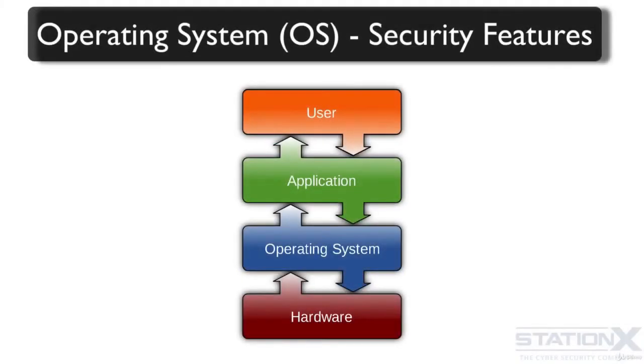We are now going to talk about operating systems in relation to security. An operating system, or OS, is system software that manages computer hardware and software resources and provides common services for computer applications. The operating system is the main software on a computer that controls all the applications.